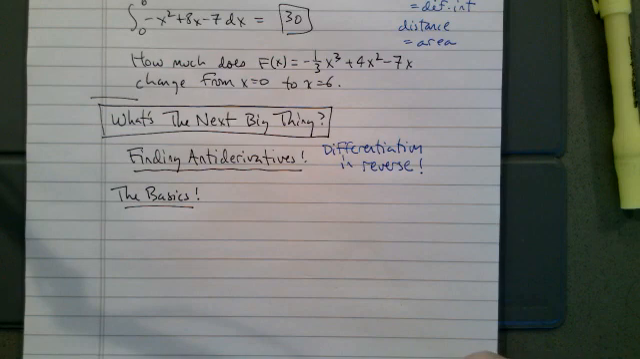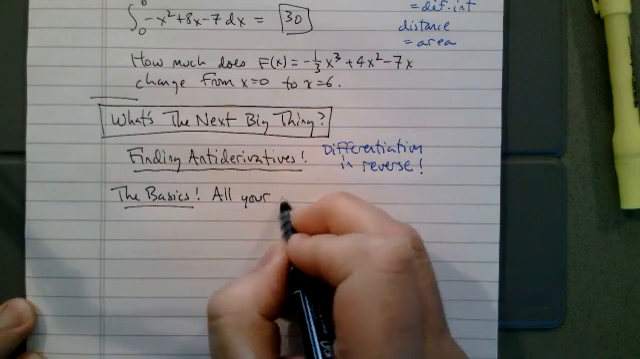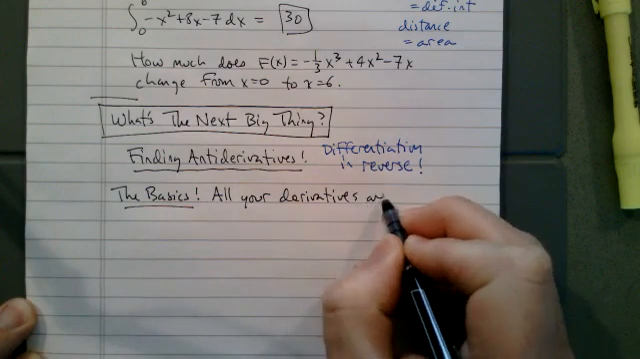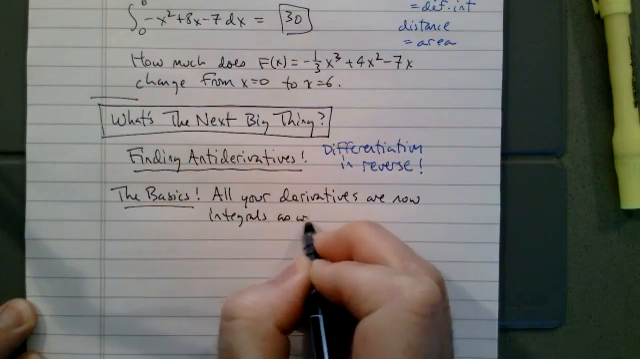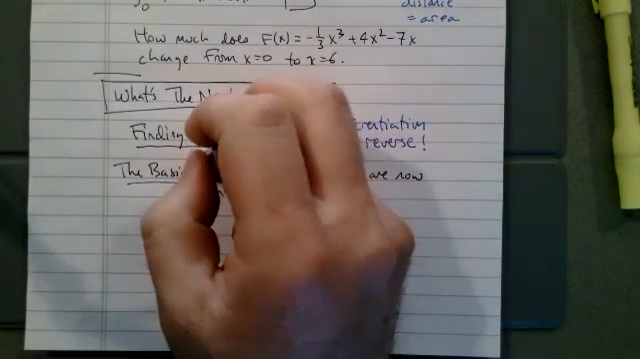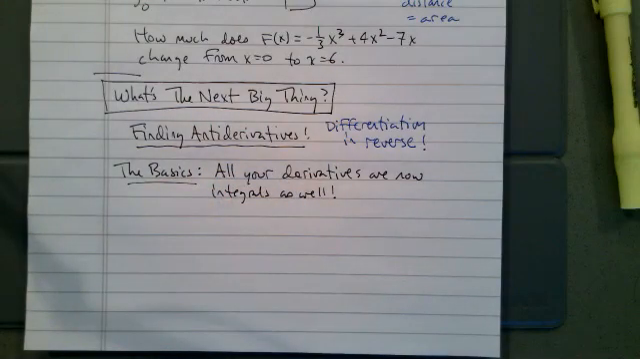All your derivative rules are now integral rules. All your derivatives are now integrals as well. When you learn things in math, you have to learn them forwards and backwards. Now we're going to be doing things backwards.